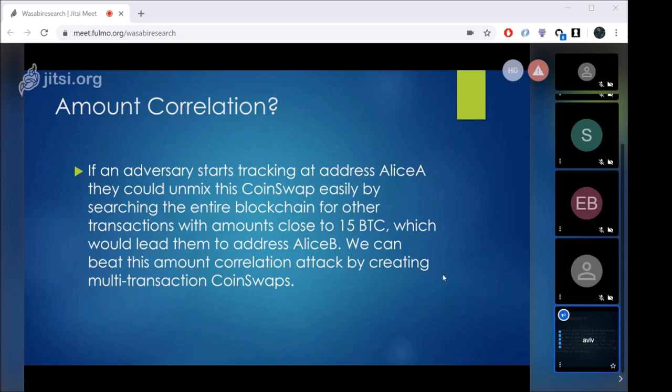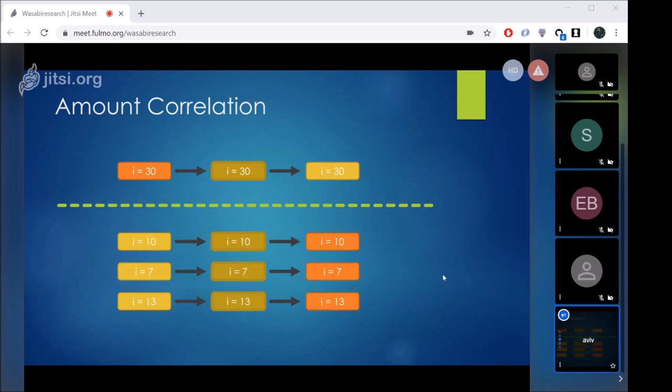We can beat this amount correlation attack by creating multi-transaction coin swaps. What does that look like? Well, it looks like this. Instead of Alice, you know, at the top, Alice is going to swap with Bob. So she's going to have her 30 Bitcoins. She's going to swap it over to Bob, who's going to receive the 30 Bitcoins. But Bob isn't going to give Alice a single UTXO. Instead, Bob is going to give Alice a cluster of UTXOs that amount to 30 Bitcoins.